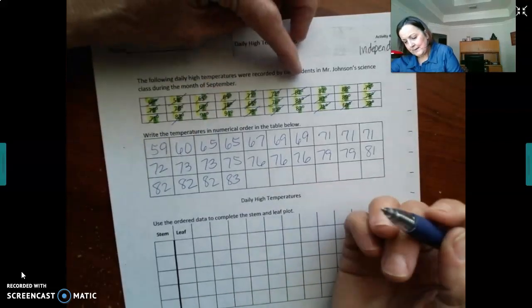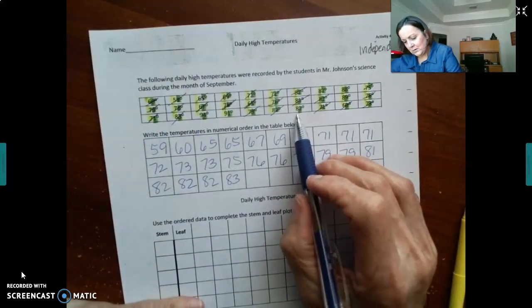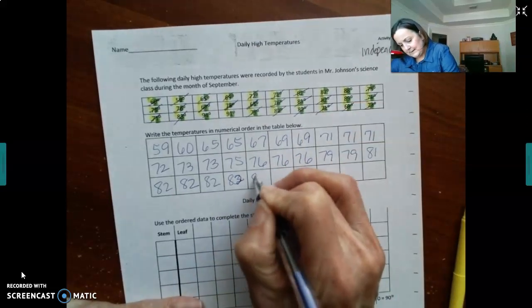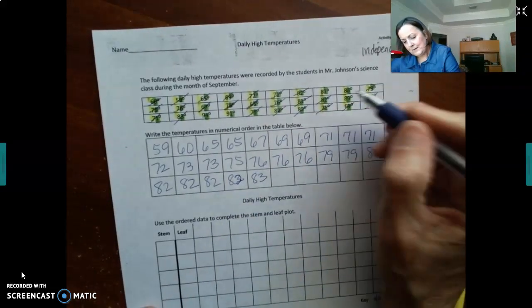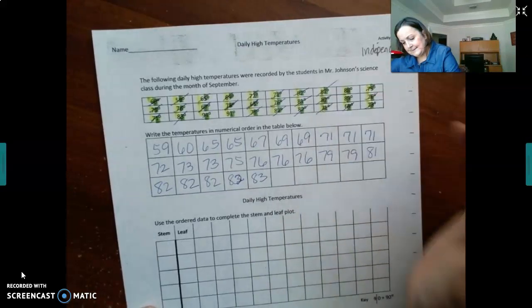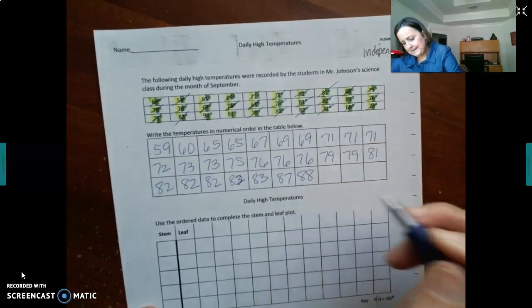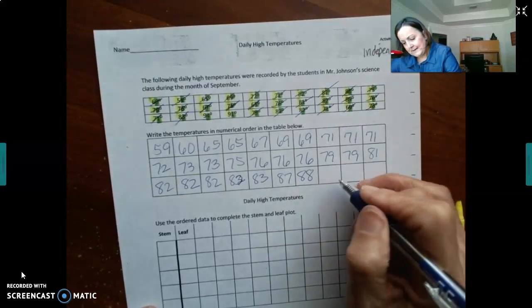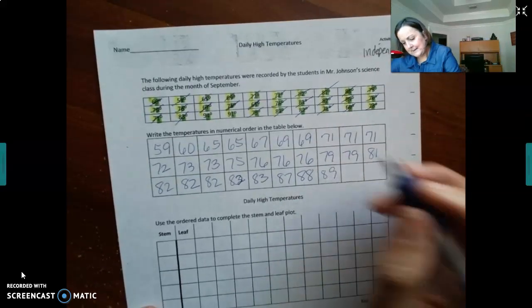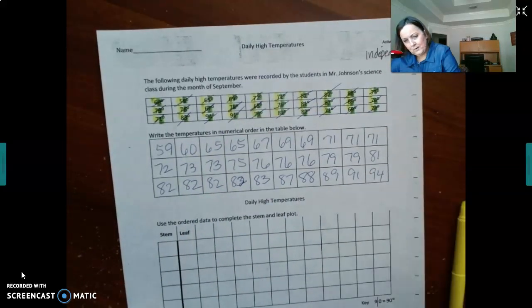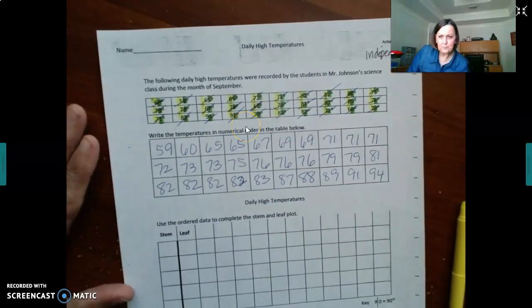And then we don't have 84. Well, is that 82? Oh, we got another 82 and then 83. Okay, now we have 87, 88, we have 89, 91, and 94. So that didn't take but a couple minutes.